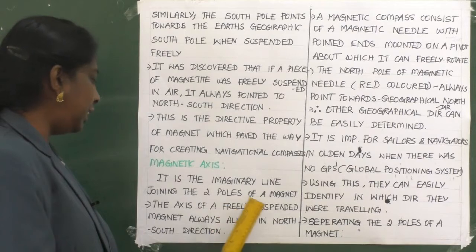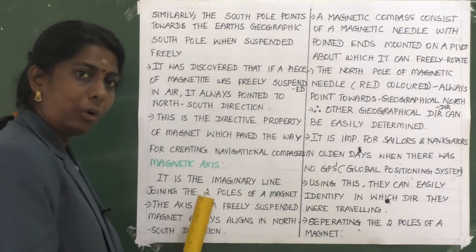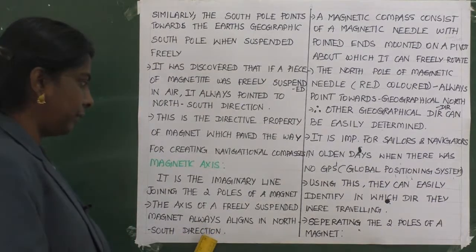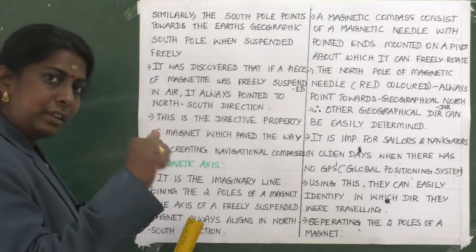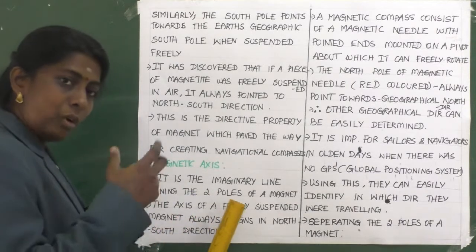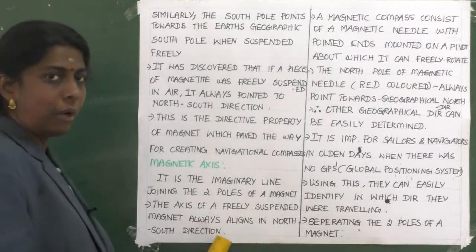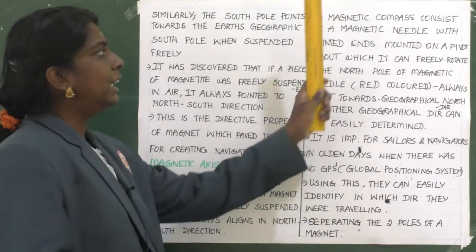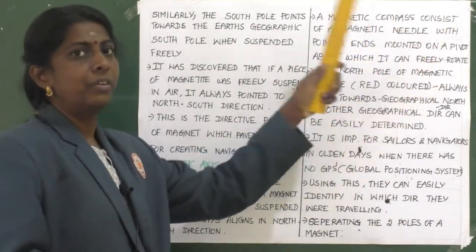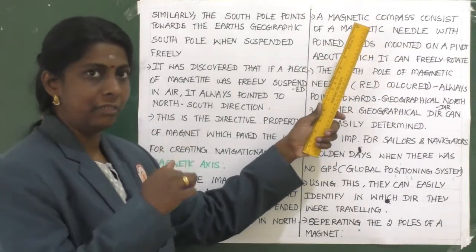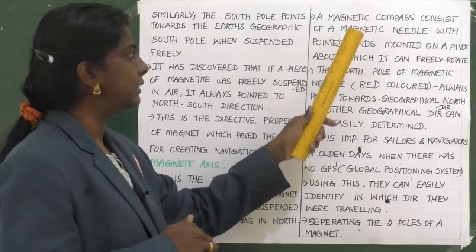The axis of a freely suspended magnet always aligns in north to south direction. So, if it is freely suspended, automatically it will align or set in north to south direction. Clear? Then a magnetic compass consists of a magnetic needle. We saw it is there at the center, is it not?